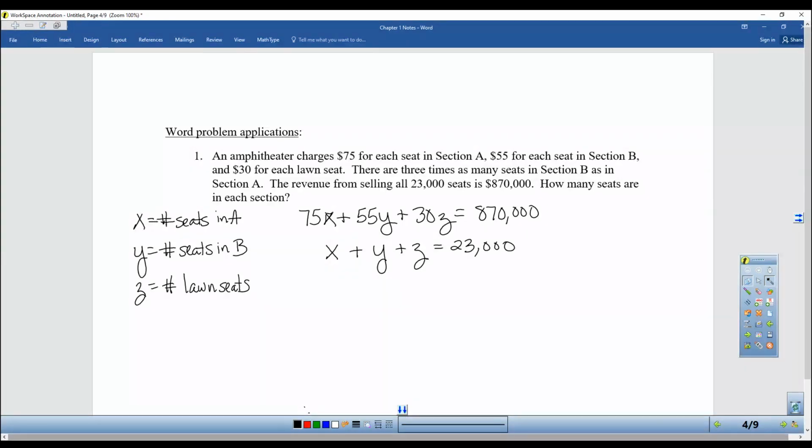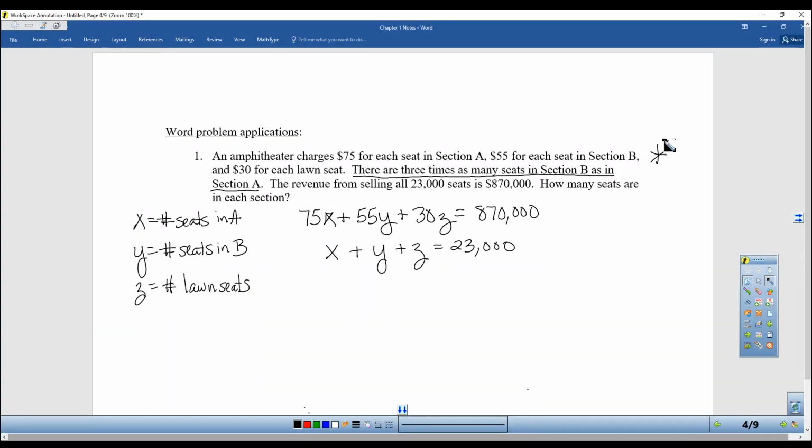Now you need 3 equations to solve for 3 unknowns. If you have 2 equations and 2 unknowns, that works, 1 equation and 1 unknown. But if you have 3 unknowns, you need 3 equations. So somewhere hidden in the problem, there's another one. It's right here. There are 3 times as many seats in section B as in section A.